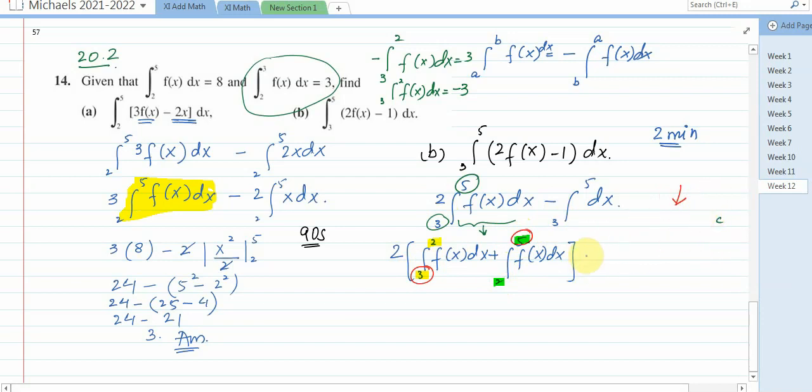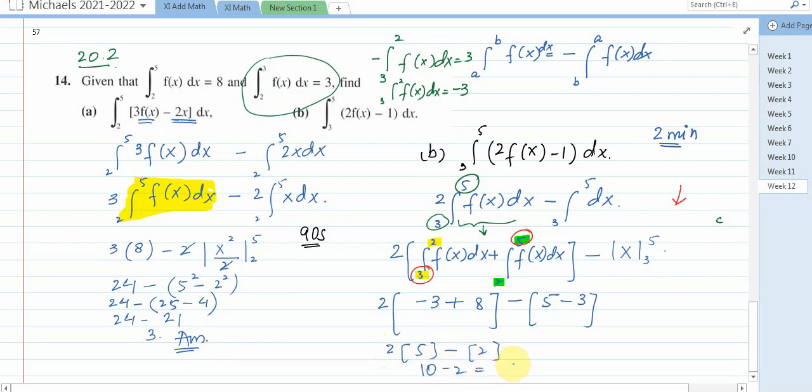It says minus integral of a constant, it will be x, right? And the limits we have are 3 and 5. For this part, the integral from 3 to 2 f of x dx we had discussed, it's minus 3, plus the integral from 2 to 5, and its value is 8. So it's minus 3 plus 8, minus, if I place the upper limit, that is 5, and the lower limit, that is 3. So now it will be 8 minus 3, it's 5, minus 5 minus 3, it's 2, 2 fives are 10, and 10 minus 2 leads to 8.